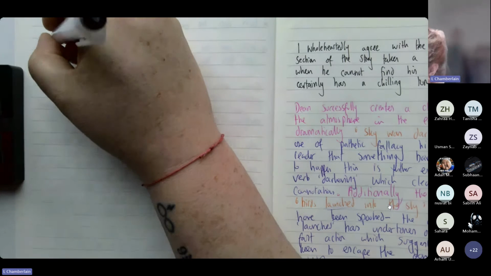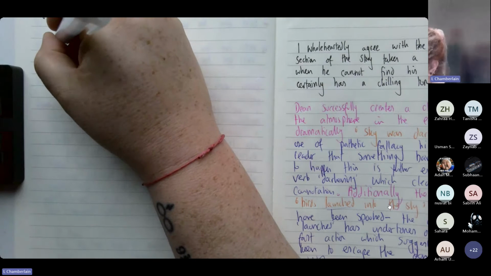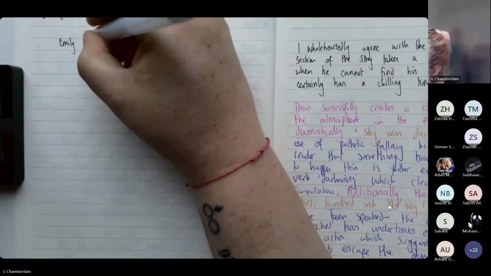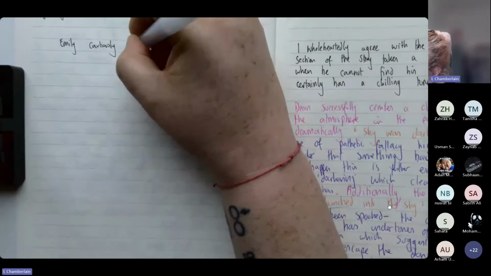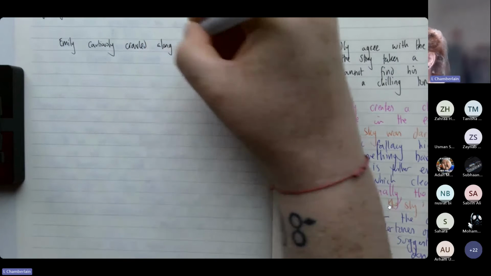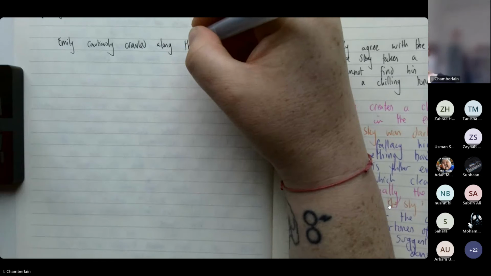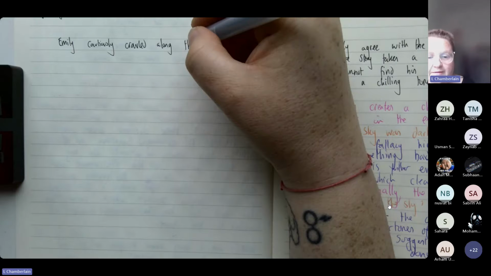So I'm going to go for: Emily cautiously crawled along the dusty floorboards in the old house. Okay, now that's not the most imaginative opening.